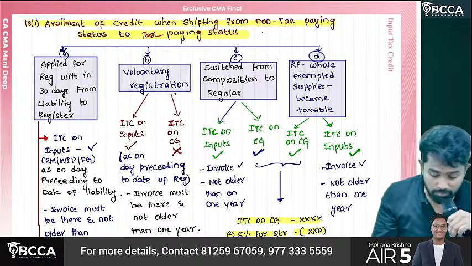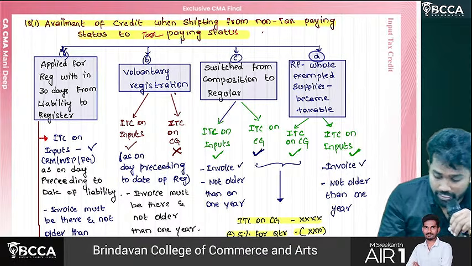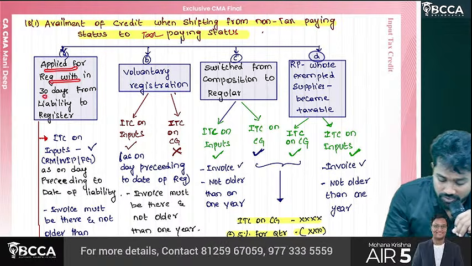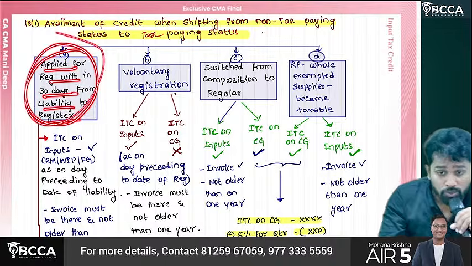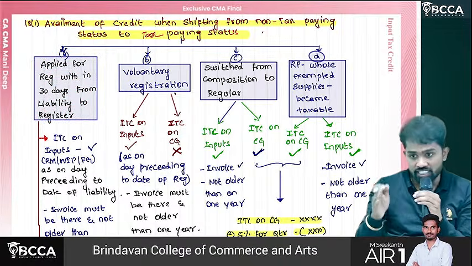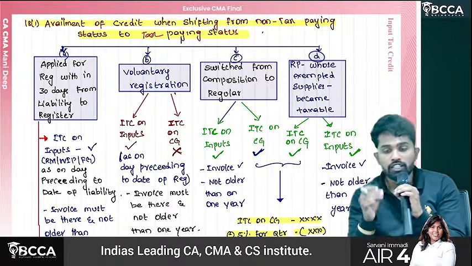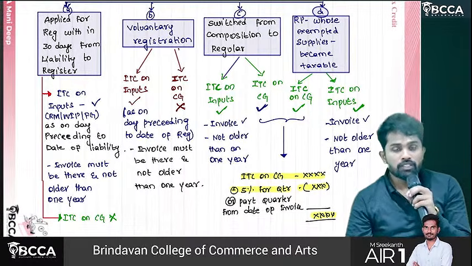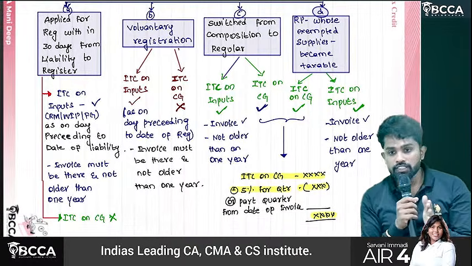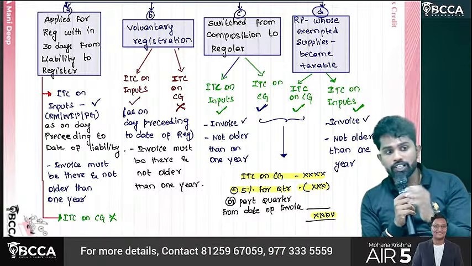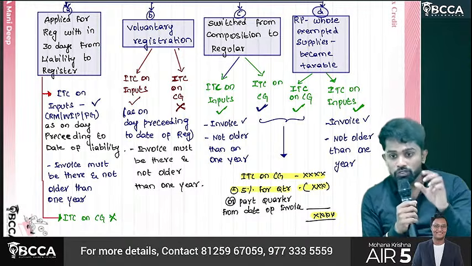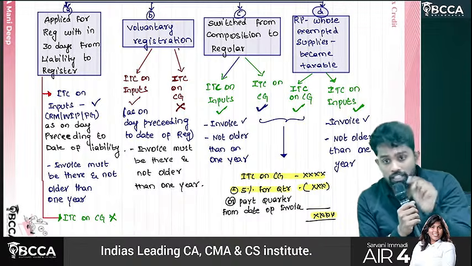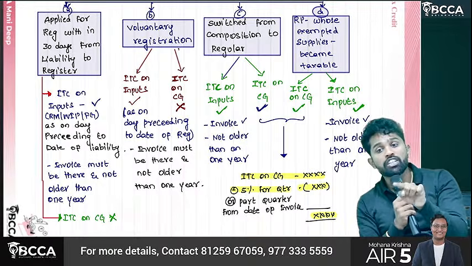So here what happened? See, the person who is doing business applied for registration within 30 days from the date of liability to register. I mean his turnover exceeded the threshold, so he applied for registration within 30 days from date of liability. Okay, then what? Sir, let's say his turnover exceeded on 1st November. That is the date of liability. That means from 1st November he should register. So what is the preceding date to 1st November?